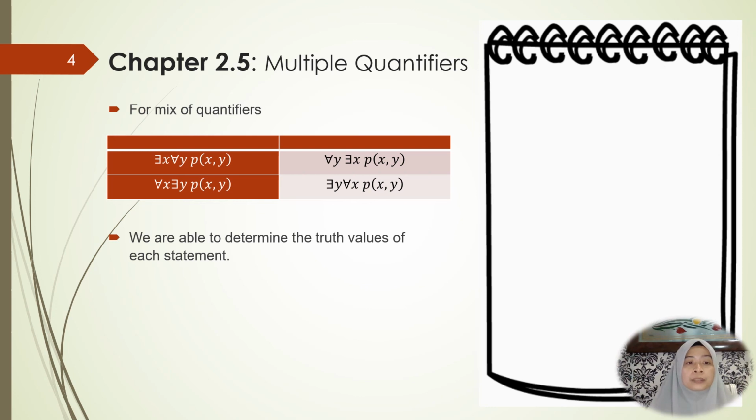So hopefully you can check on this, to have different kinds of mixed quantifiers. You can use the same open statement P(x, y) that we had before, and try to write the sentence for each of these mixed quantifiers, and hopefully you can determine the truth value of each of these statements.